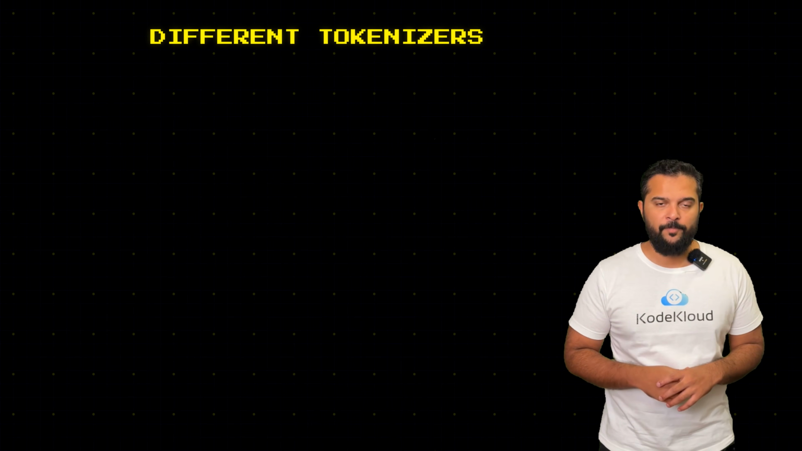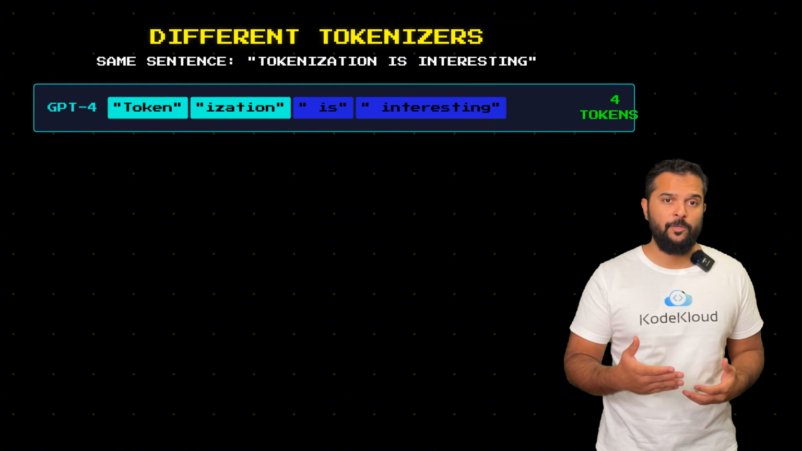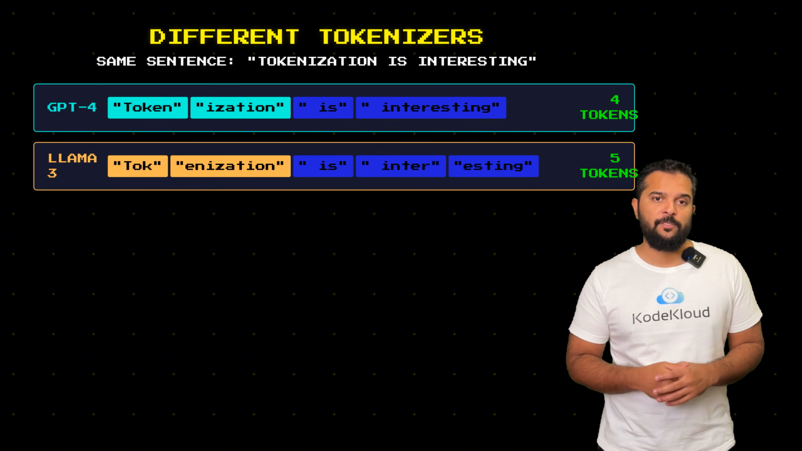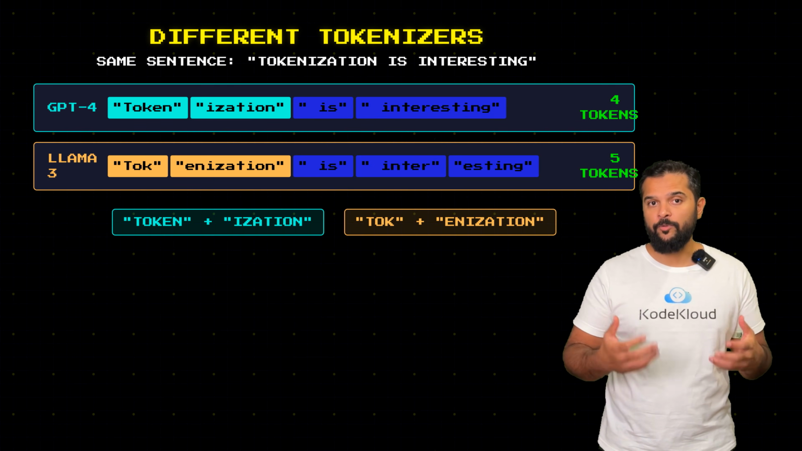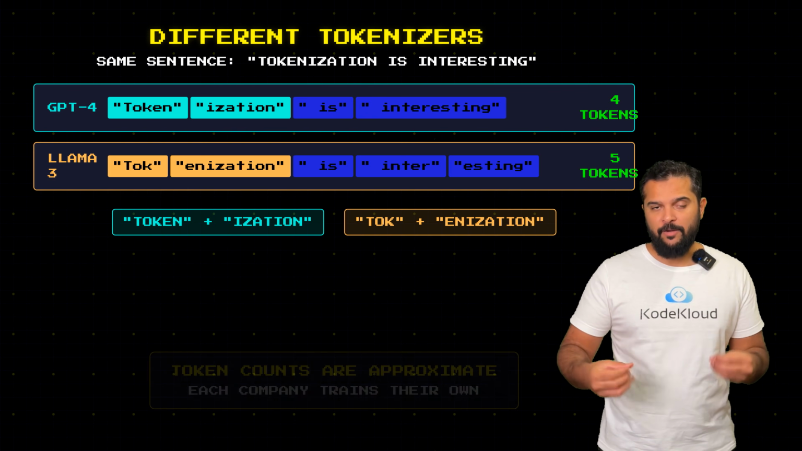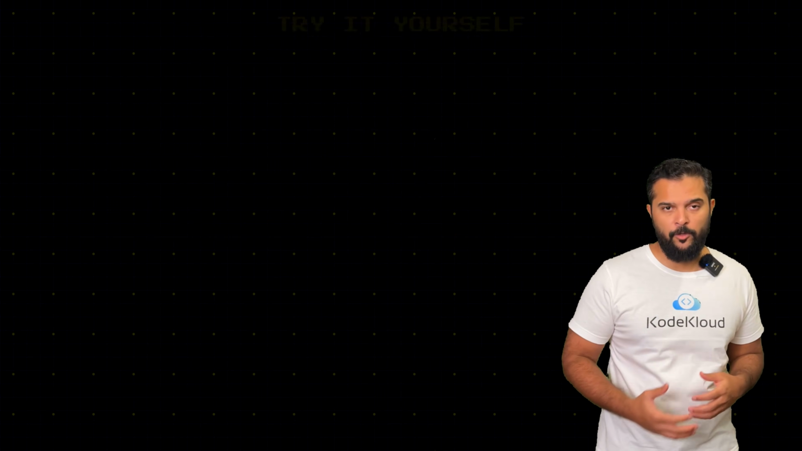One more thing worth knowing. Different LLMs use different tokenizers. The same sentence might be 15 tokens in GPT-4 and 18 tokens in Llama 3. Each company trains their own tokenizer on their own data, so the exact splits vary. This means token counts are always approximate when comparing across models.